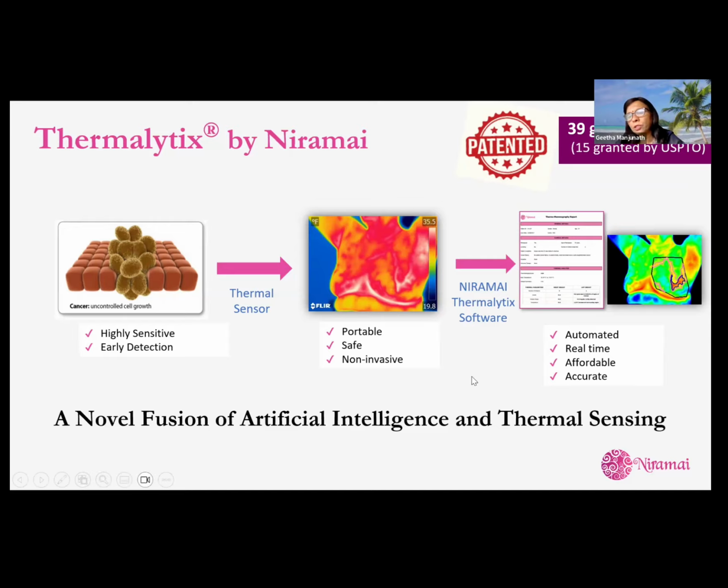So the software is the main thing, which analyzes the temperature maps into a cancer health report. It is the main software medical device that we have developed. Whereas the camera itself is off the shelf, so it's not really the camera that is doing the job. It's really the software which is analyzing it.